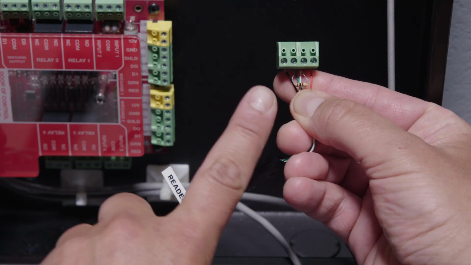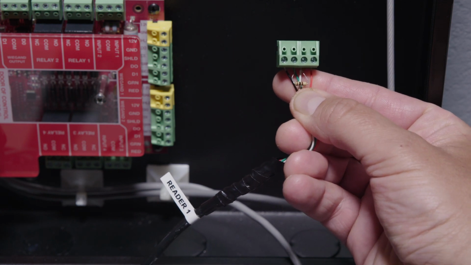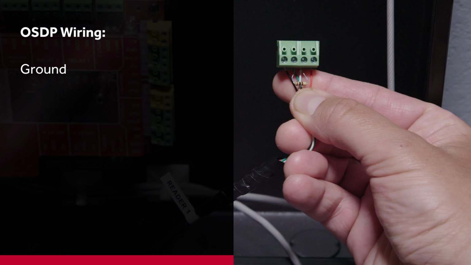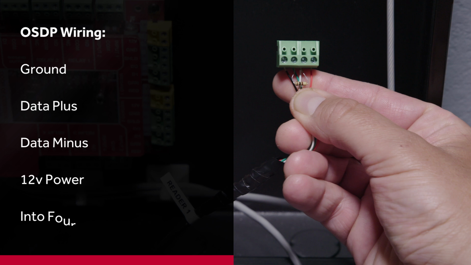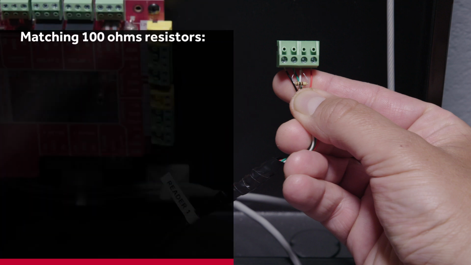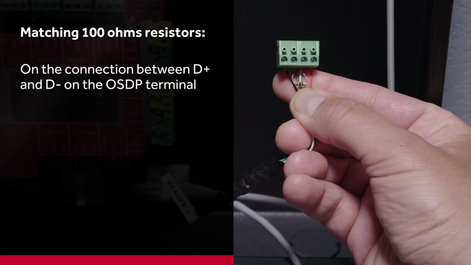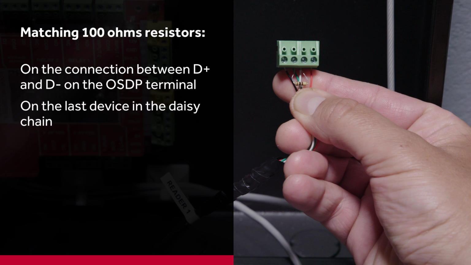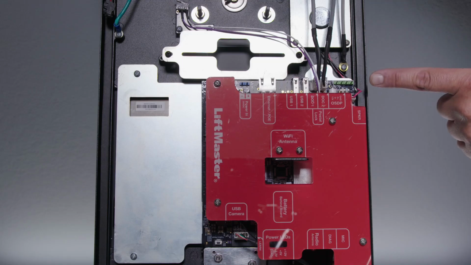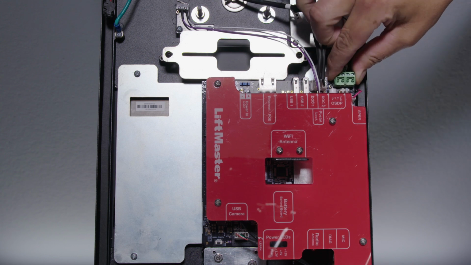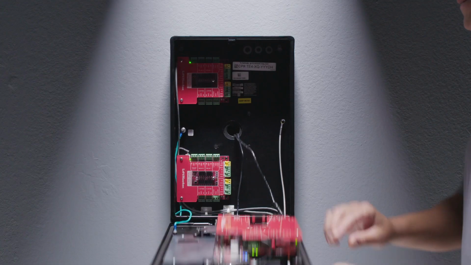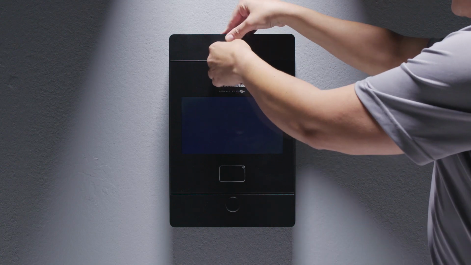Let's wire the OSDP device. Start with the power off in the CAPXLV2. Your wiring will consist of ground, data plus, data minus, and 12 volt power into a 4-wire connector box. Add matching 100 ohm resistors on the connection between the D plus and D minus on the OSDP terminal and on the last device in the daisy chain. Plug the wired terminal into the OSDP port on the main board. Restore power to the CAPXLV2.